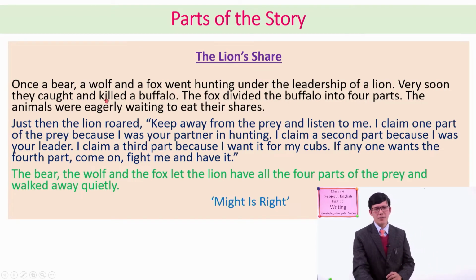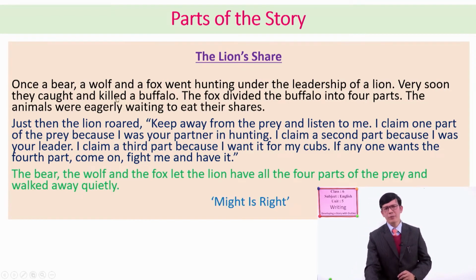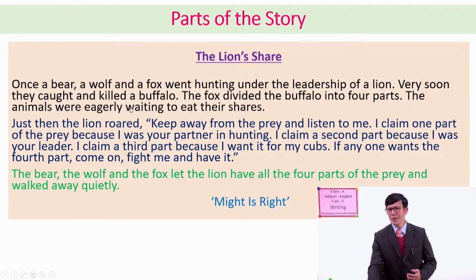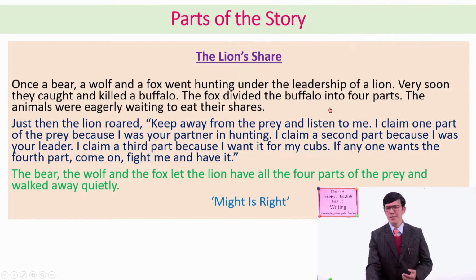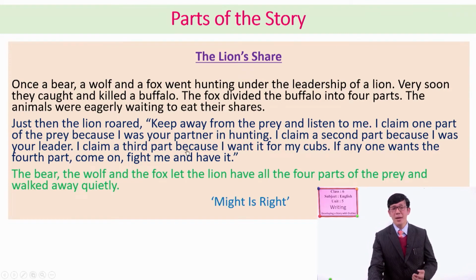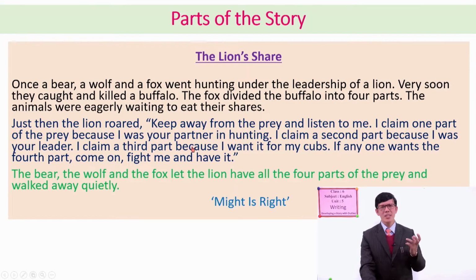The first part. Once a bear, a wolf, and a fox went hunting under the leadership of a lion. Very soon they caught and killed a buffalo. The fox divided the buffalo into 4 parts. The animals were eagerly waiting to eat their shares. Guess what this part is? Very good. This part is called the beginning of the story, right?